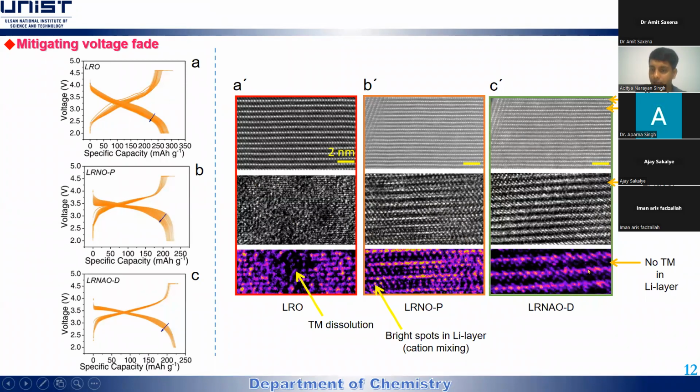but it is certainly lesser than that. But in our aluminum dope, we could see that there are no bright spots in the dark spots here, like no transition metal in this layer. It confirms that the migration of transition metal into the lithium layer during charge discharge was greatly suppressed. This phenomenon, many battery researchers might know, is also known as transition metal dissolution.